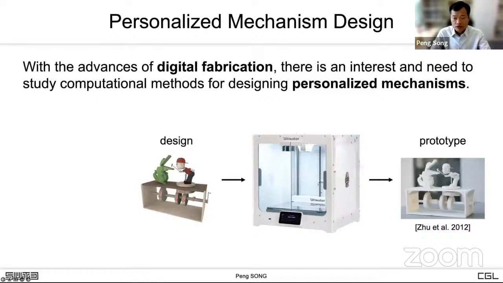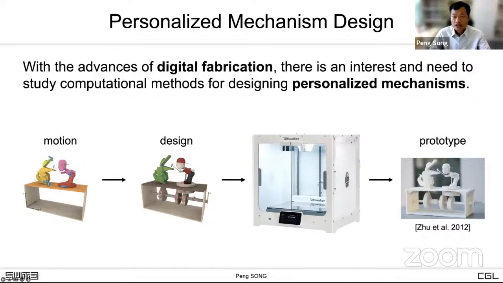With the advances of digital fabrication, especially 3D printing, everyone now can do personalized fabrication very easily. In case we have a mechanism design, we can fabricate it very easily by sending it to a desktop 3D printer. However, designing a personalized mechanism to realize user-specified motion is still a challenging task that is beyond the capacity of general users.